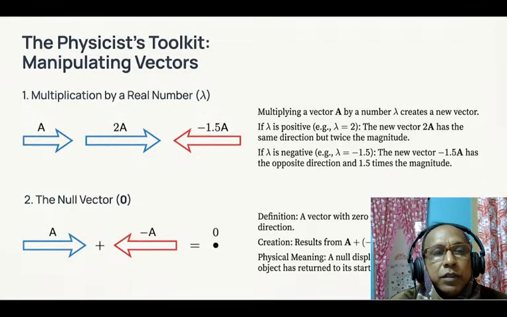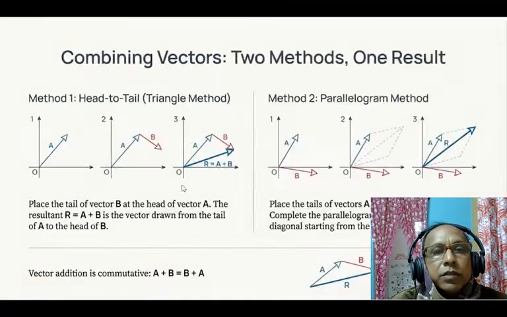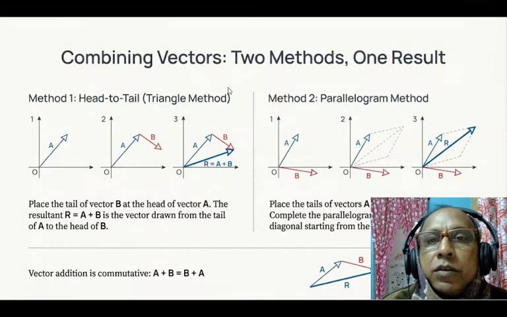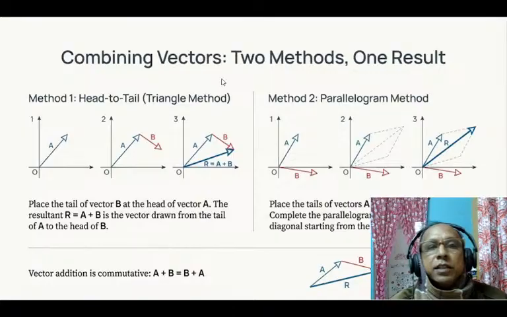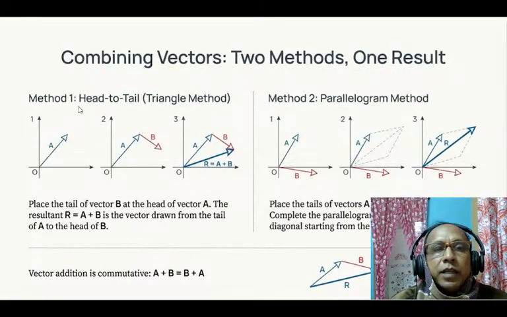Now we go to the next one. Combining vectors: two methods, one result. Here we see method 1, the head-to-tail triangle method, and method 2, the parallelogram method. In this method there is vector a and another vector b. If we add them, place the tail of vector b at the head of vector a. The resultant R equal to a plus b is the vector drawn from the tail of vector a to the head of b. This is the resultant vector a plus b.